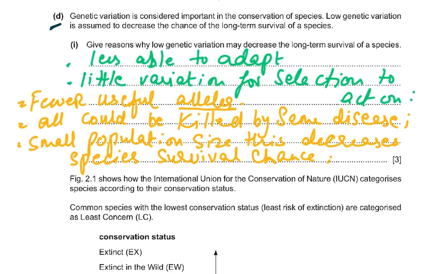Why wasn't everybody killed by COVID? Because there's a large variation in the human population which lives on the face of this earth. COVID didn't kill everybody. COVID killed few people, but it didn't kill everybody. Why? Because there's a lot of genetic variation among the people living in Pakistan, in India, in Bangladesh, in America, in Australia, in UK. Small population size, this decreases species survival chance.